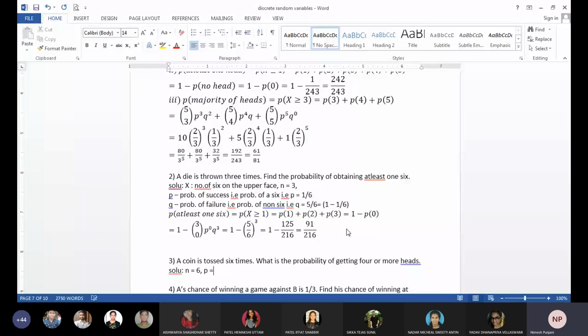So unbiased coin, so probability of P is half, Q is half. X denotes the number of heads. Fine till this?